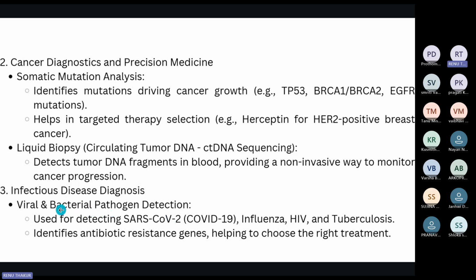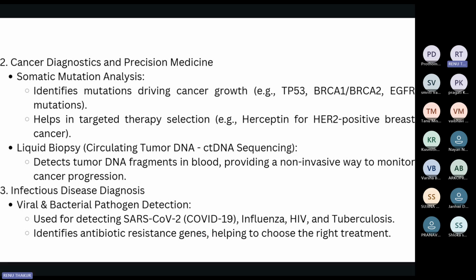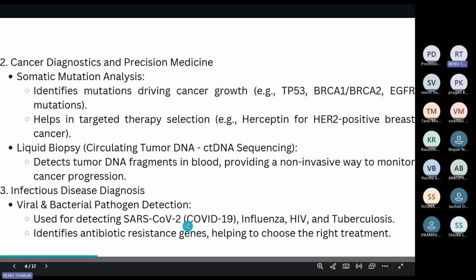Next, we can detect infectious diseases as well. Viral and bacterial pathogen detection. For example, the most common example we can take is COVID-19. You can detect the genetic material of the virus or the bacteria, like influenza, HIV, and tuberculosis. That can be done, and you can identify antibiotic resistance genes, which will help you choose the right treatment as well.